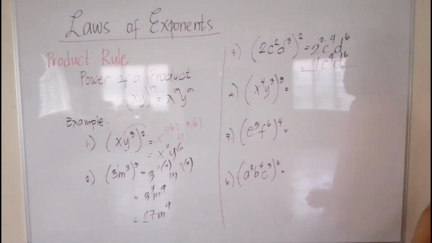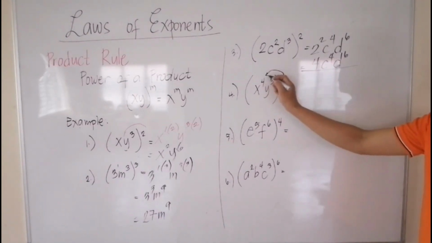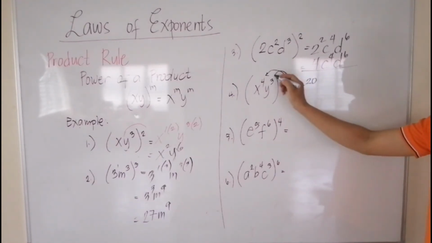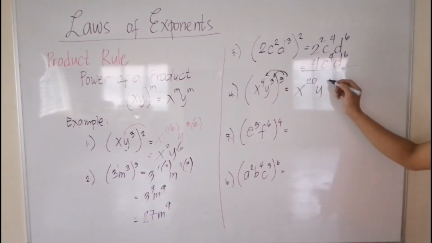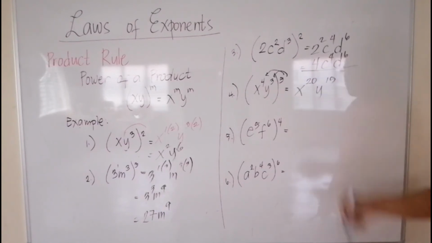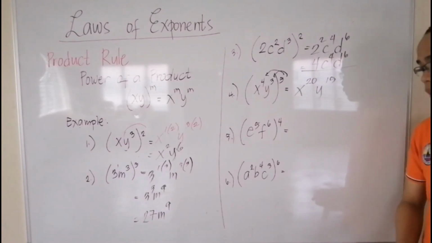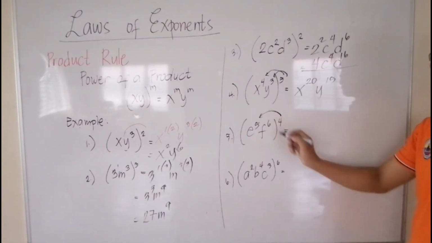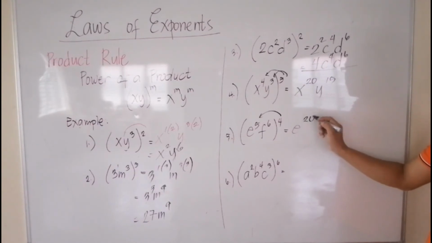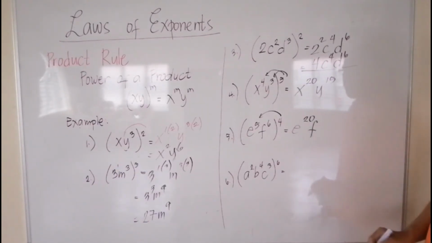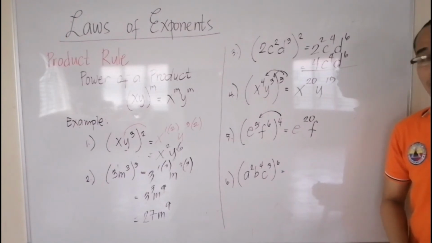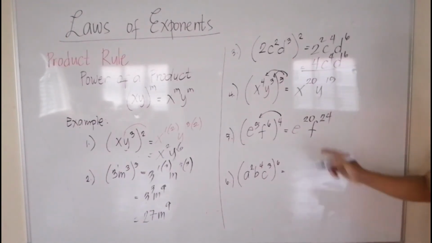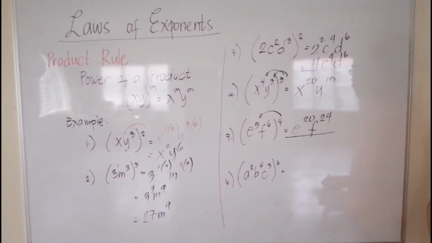Example number 4. So same. So 5 times 4, meron tayong 20. 5 times 3, y raised to 15. Okay, next example. Number 5. So multiply natin 4 by 5. So e raised to 20. And yung f natin, so 6 times 4, meron tayong 24. So that is the final answer.